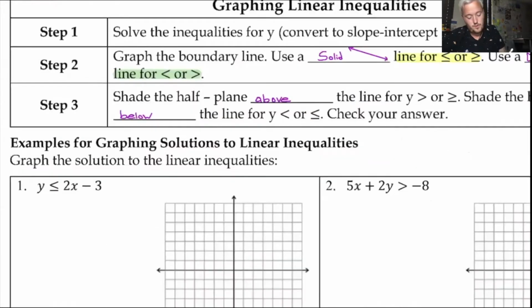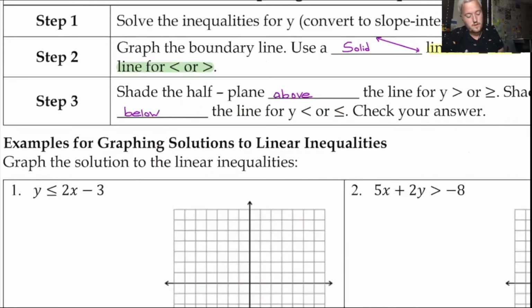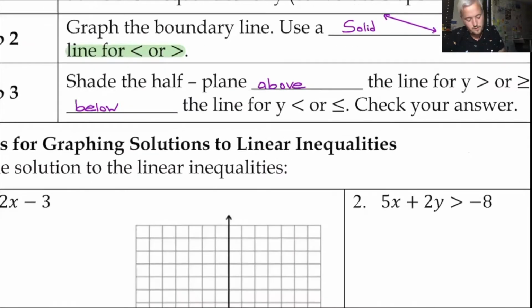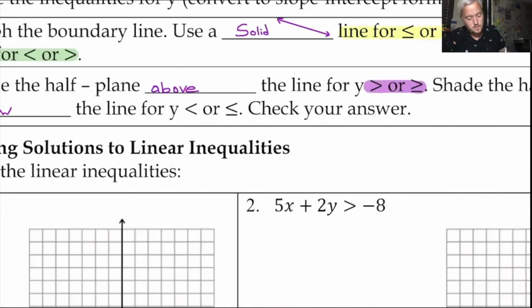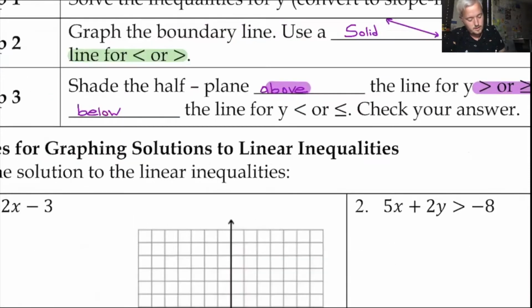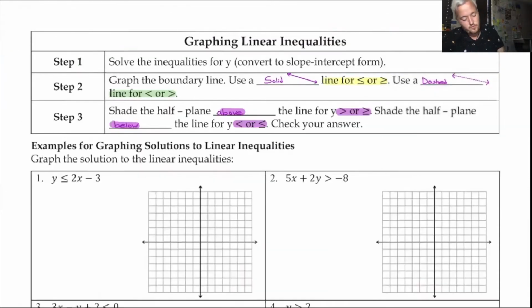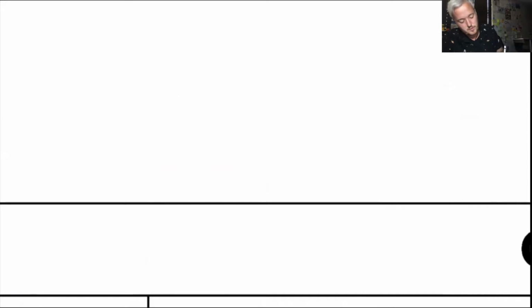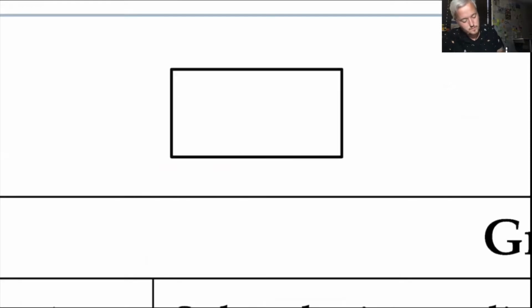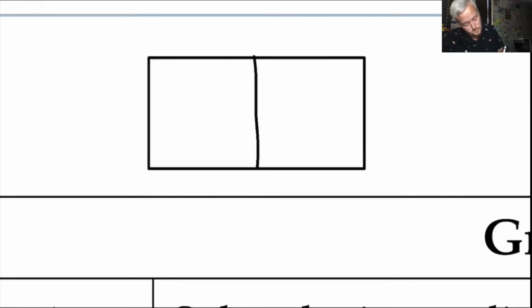All right, and then if we are greater than, then we want to shade above, whereas if we are less than, then we want to shade below. So just to give you a quick little reference, I call this my little quick reference chart. You can use this if you want, you don't have to, but it's just, like I said, a quick reference.